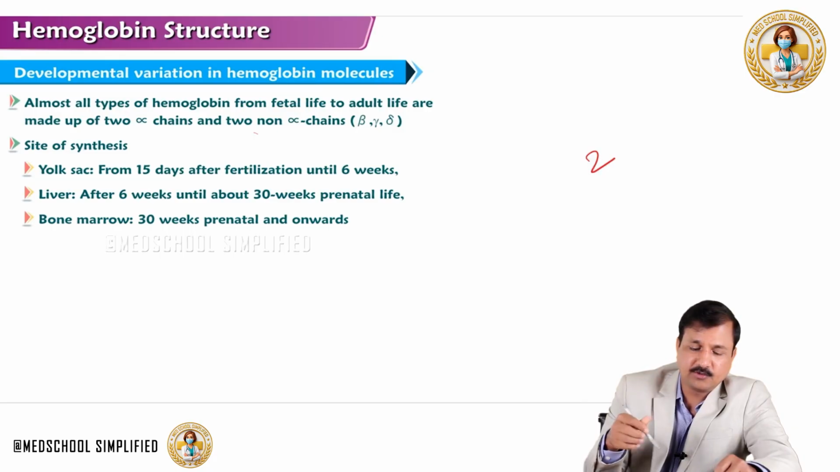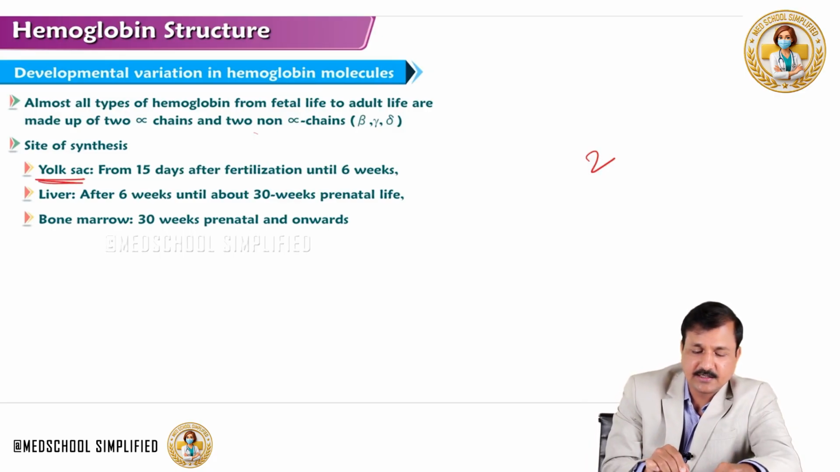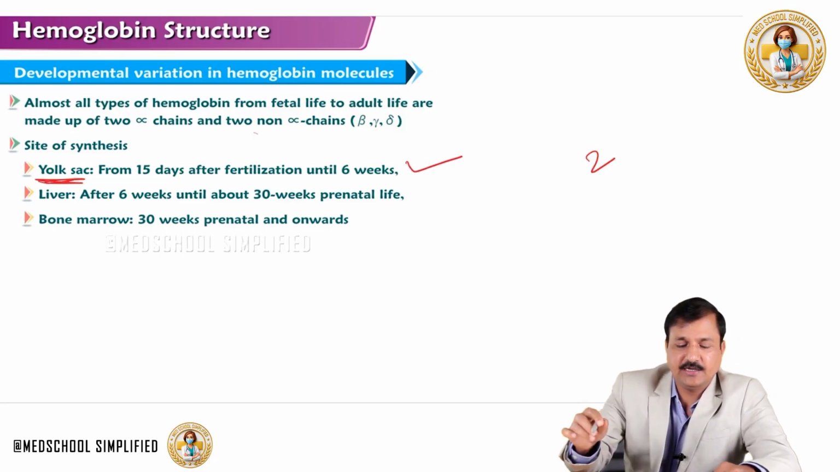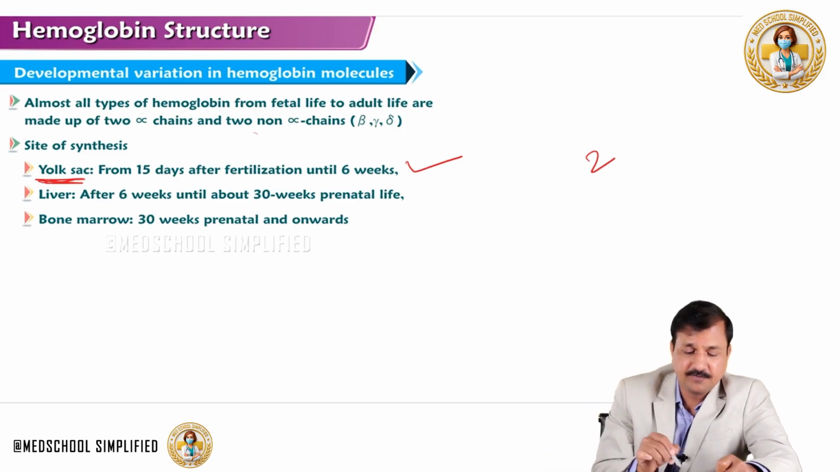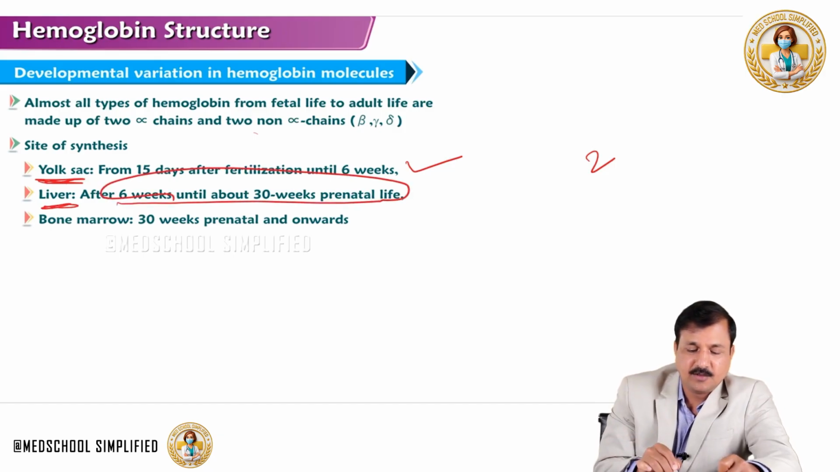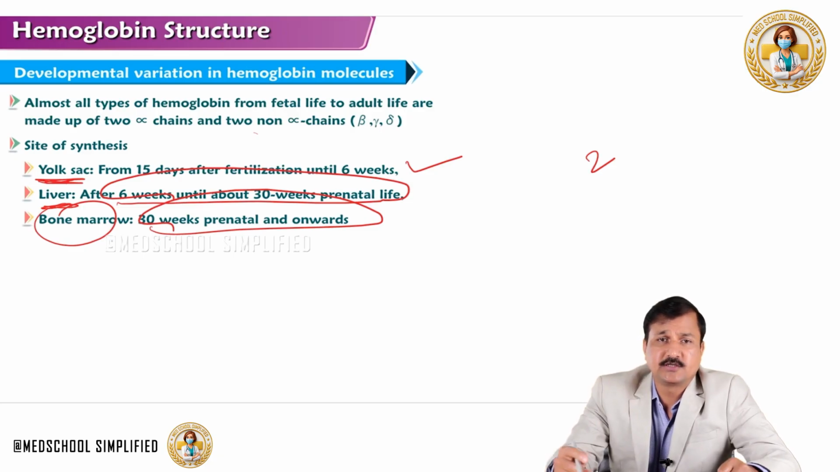So I'm going to repeat one more time. Yolk sac timeline is 15 days after fertilization to 6 weeks of prenatal life. Liver, 6 weeks to 30 weeks of prenatal life. Bone marrow, 30 weeks prenatal onwards. So it is the bone marrow.